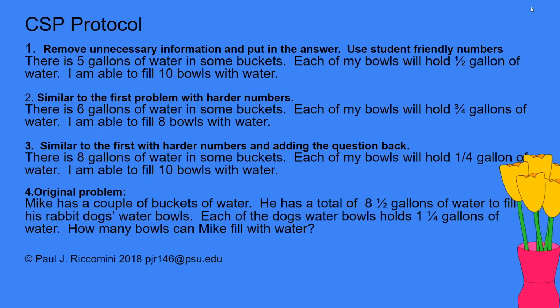And then if I look back, how did I scaffold it? Well, first of all, if you look at the first one, I removed any unnecessary information. There's 5 gallons of water in some buckets, right? Now, each of my bowls holds 1/2 gallon of water, and I am able to fill 10 bowls with water. I put back the answer. I'm using student-friendly numbers, right? So we went from 8.5 and 1 and 1/4.